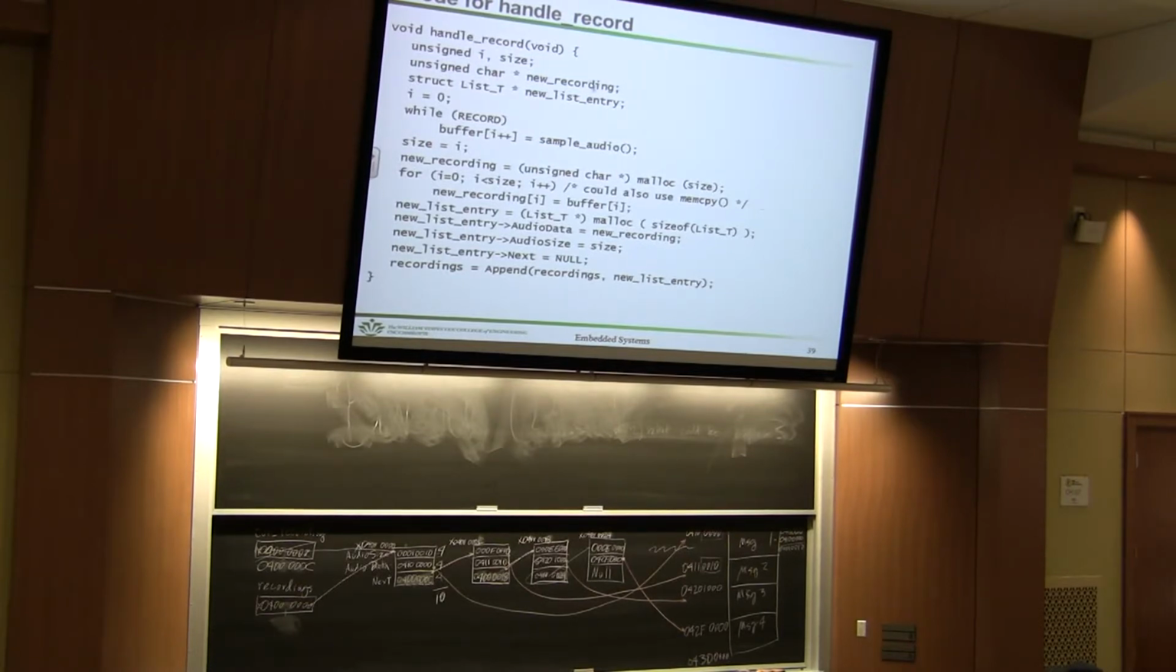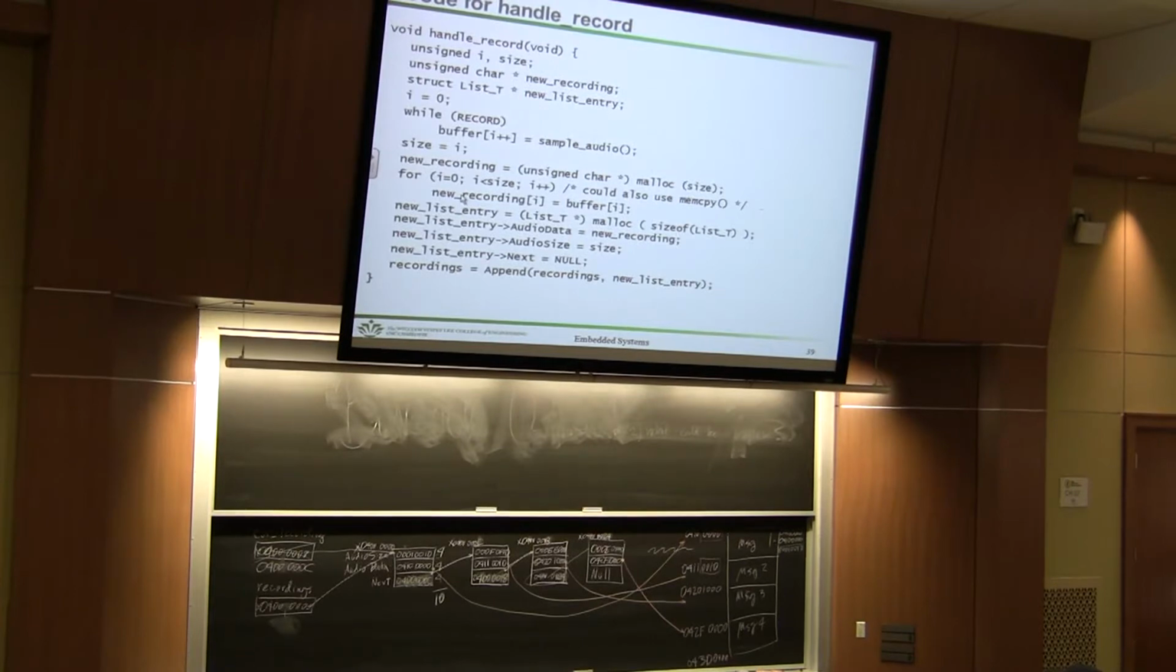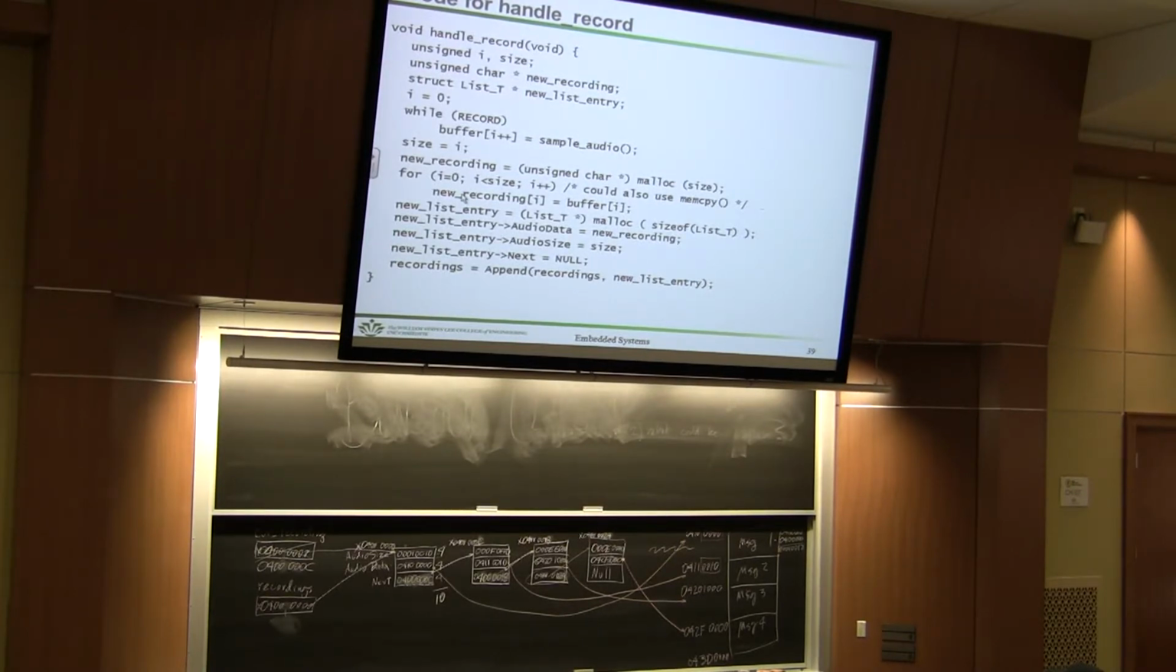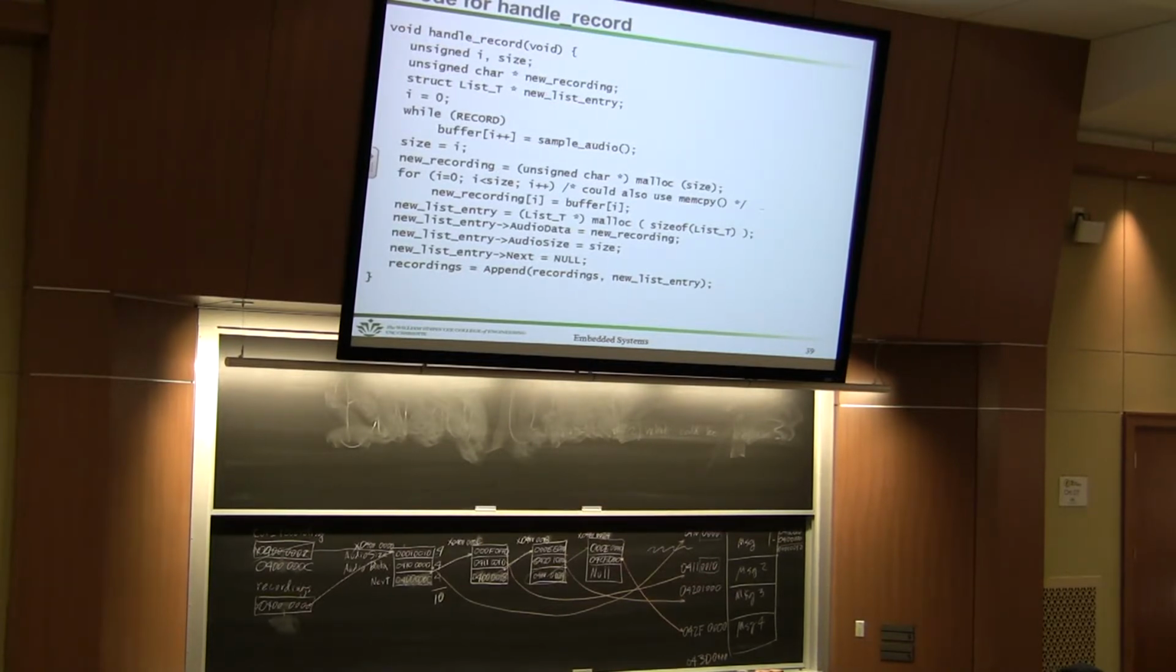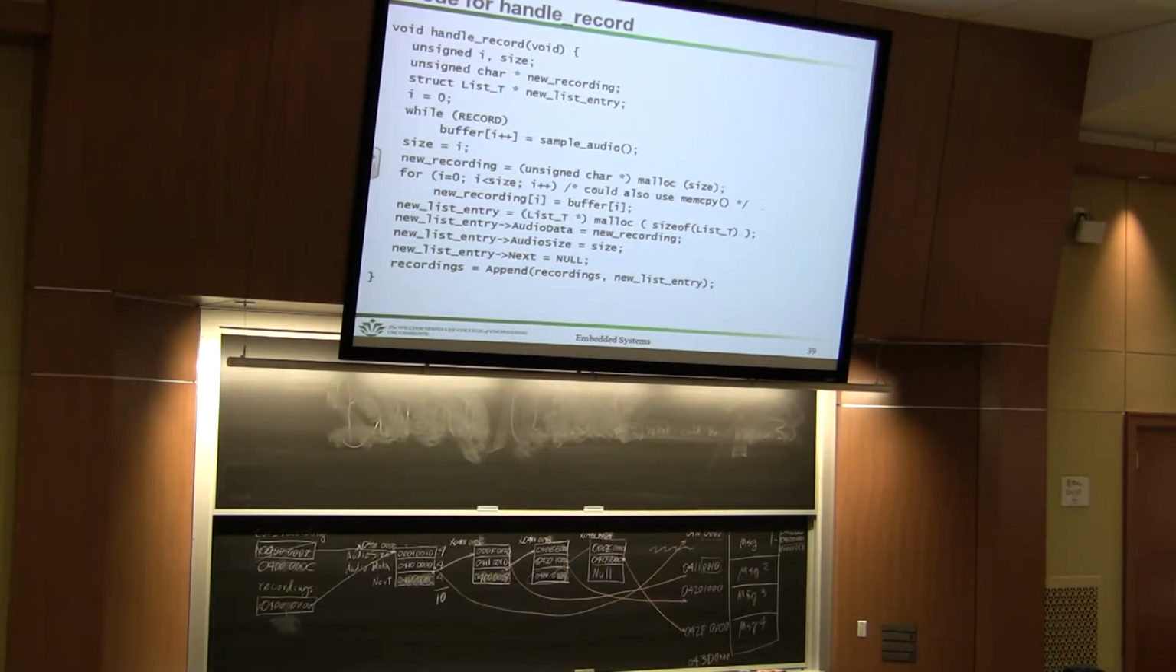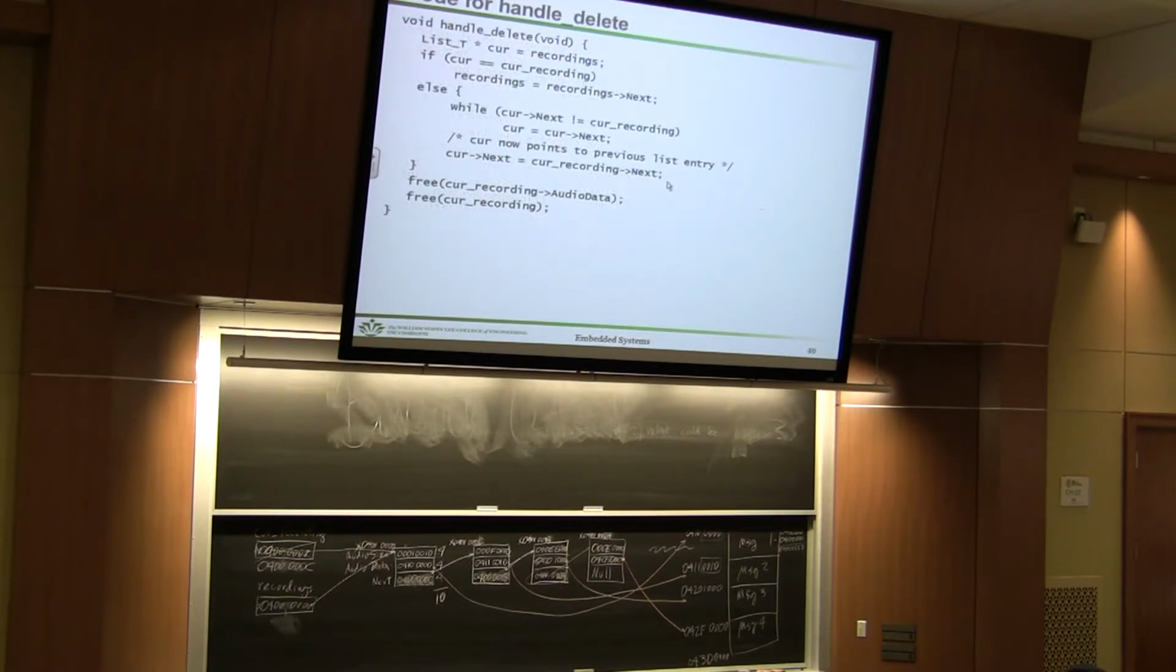Then we're going to copy our buffer into that new recording space. By the way, we call it here new recording. It's going to be an address. That's all we care about. Even though this is a function, the space is out there. As soon as we do this malloc, the space is out there.